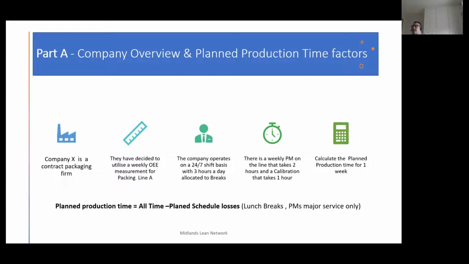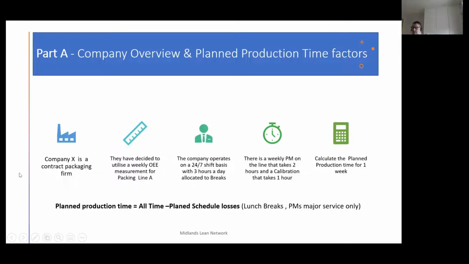Can we calculate the planned production time for 1 week? The planned production time we're looking for here is all time, which is the shifts they work, minus the planned schedule losses, which is for breaks, calibrations, and PMs and major services. So we just run a quick calculation on that yourselves, and then I'll move to the next screen. So 24/7 shift, 24 hours a day, 7 days a week. And then we lose 3 hours a day for breaks, which is 21 hours in the week. We lose 2 hours for PM and 1 hour for a calibration.